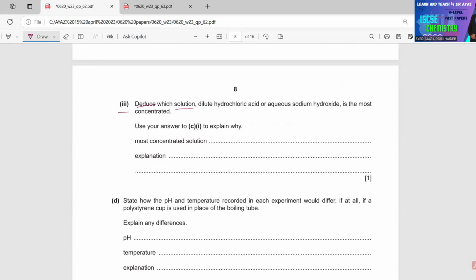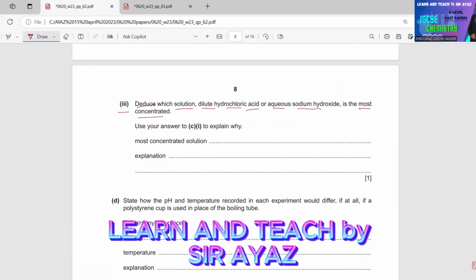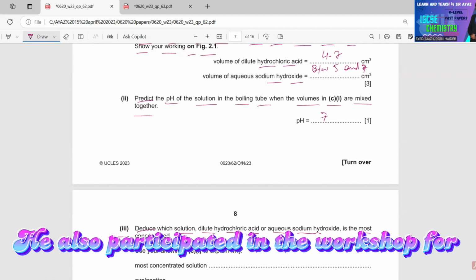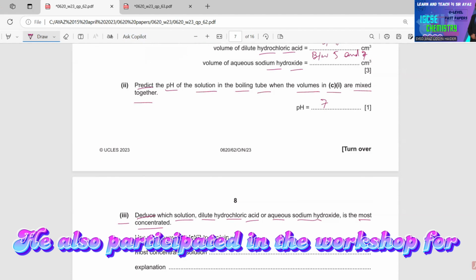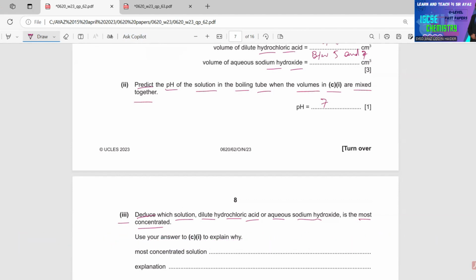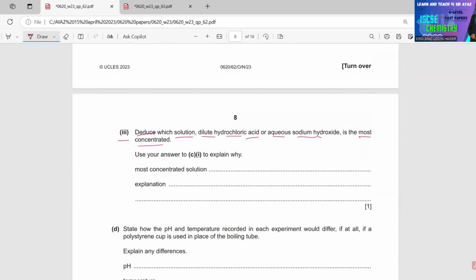Number 3, deduce which solution, dilute hydrochloric acid or aqueous sodium hydroxide, is the most concentrated. Now if you compare the volume of hydrochloric acid with sodium hydroxide, you see less volume of hydrochloric acid used as compared to sodium hydroxide. So sodium hydroxide must be the dilute solution here, and dilute hydrochloric acid is the concentrated solution because of less volume of hydrochloric acid used. So you write most concentrated solution, dilute hydrochloric acid. And for the reason, you write the volume is smaller as compared to sodium hydroxide.